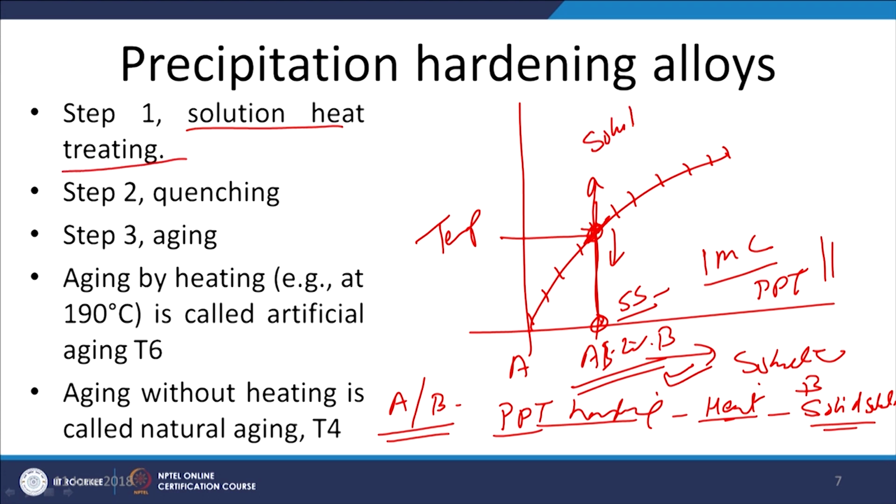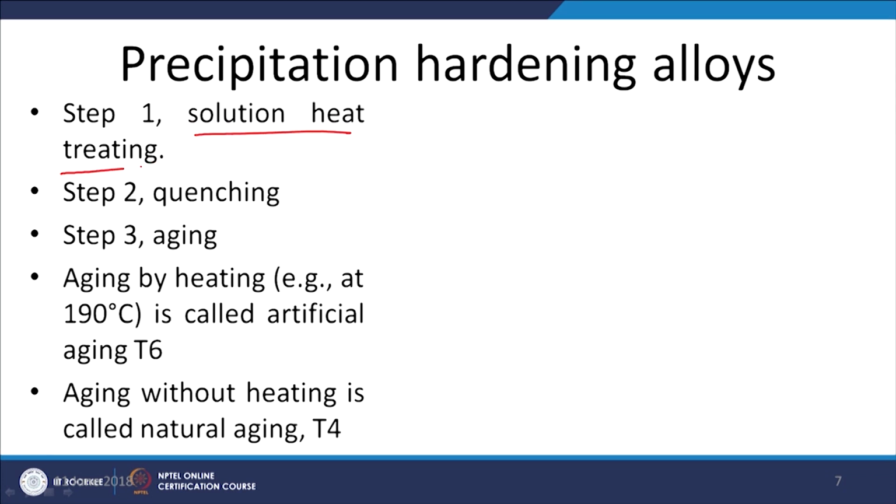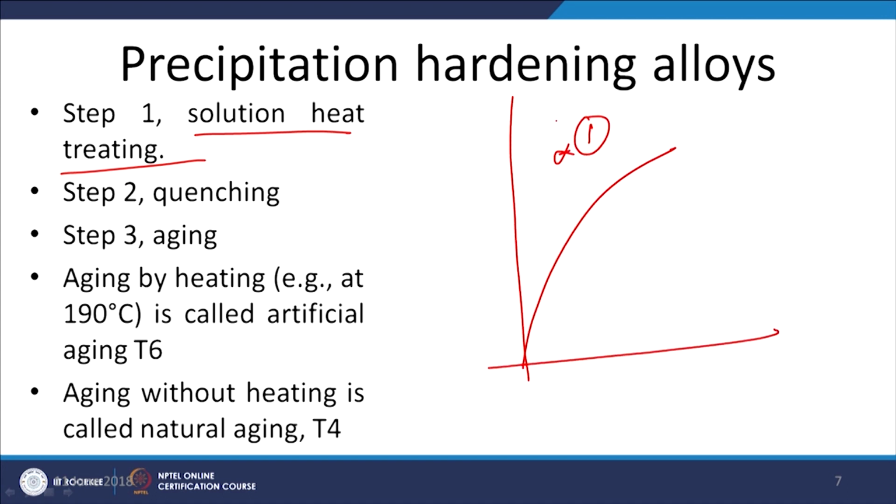So, this is the first step, solutionizing. A homogeneous solid solution of the different elements present in the metal is formed, and once it is formed through the solutionizing step, we follow with quenching. After heating to a high temperature for solutionizing, we follow with rapid quenching, so that a supersaturated solid solution is formed, and whatever solutes were there could not find enough time to diffuse out. So, they will be in the supersaturated solid solution state.